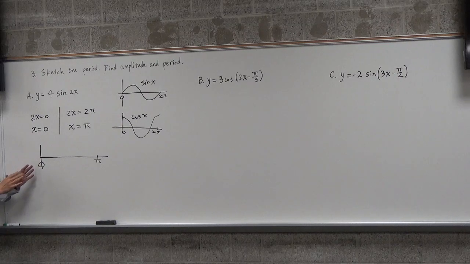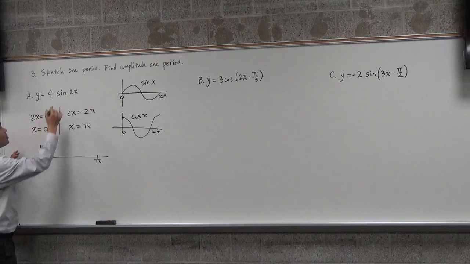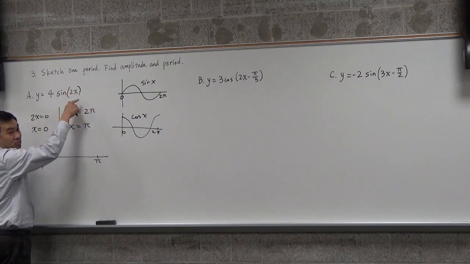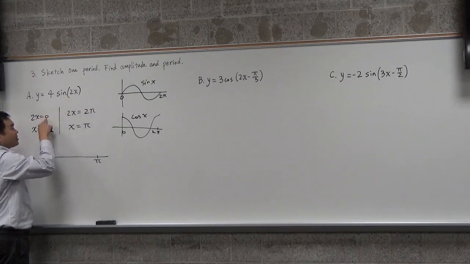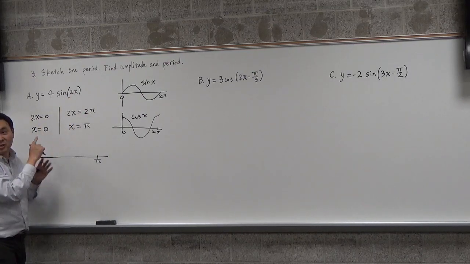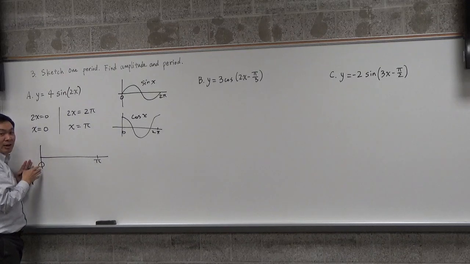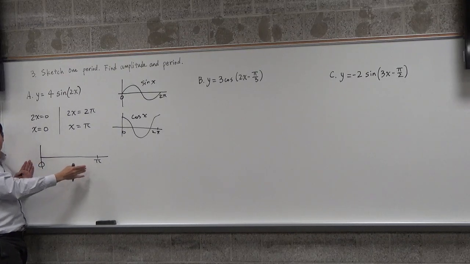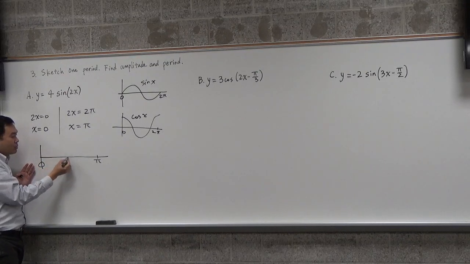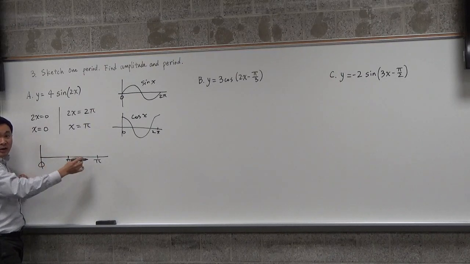So whatever is inside the sine function or cosine function, take that and set it equal to 0, set it equal to 2 pi, beginning and end. And you just got your beginning and end. Is that okay? And now, what is this point? Pi over 2. It'll be halfway from 0 to pi, right?